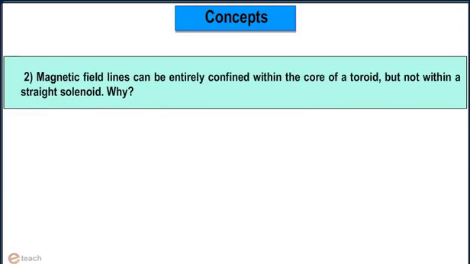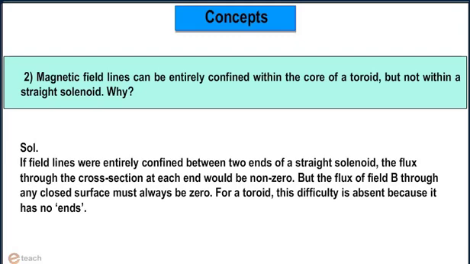Number 2. Magnetic field lines can be entirely confined within the core of a toroid, but not within a straight solenoid. Why? Solution. If field lines were entirely confined between two ends of a straight solenoid, the flux through the cross section at each end would be non-zero. But the flux of the field B through any closed surface must always be zero. For a toroid, this difficulty is absent because it has no ends.